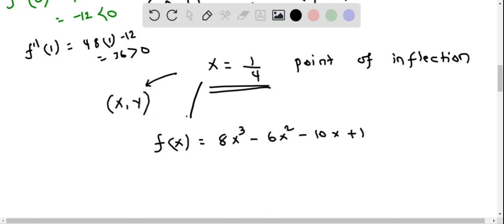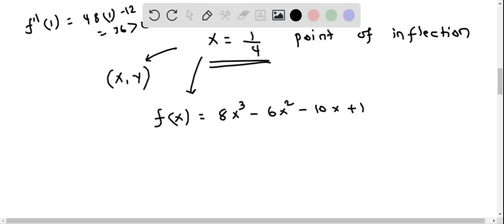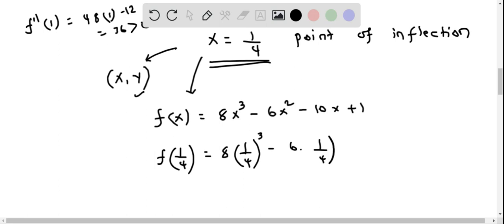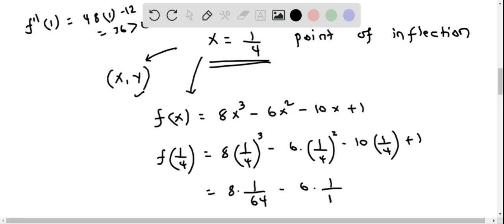and we have to plug in x equals 1/4 into the function, so that we get y. So it becomes f of 1/4, and this equals 8 times (1/4) cubed minus 6 times (1/4) squared minus 10 times 1/4 plus 1. And so this equals 8 times (1/4) cubed is 1/64, and minus 6 times (1/4) squared is 1/16, minus 10 times 1/4 plus 1.